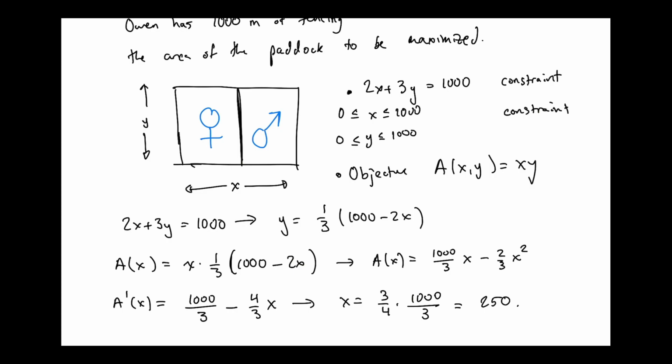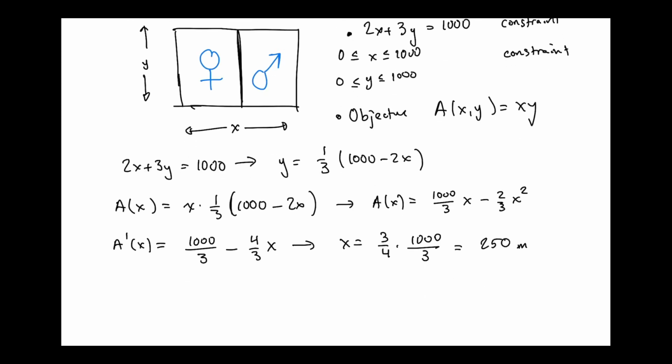Okay, so if x is 250, what's y? Well, if we spend 250 on the bottom piece and 250 on the top piece, that leaves us with 500 meters worth of fencing left. Okay? For how many pieces? So 500 over 3 would be y. Okay, and then this would be 250 meters. And so y equals 500 over 3 meters, whatever that is, 133 and a third. Okay, does that kind of make sense? Yes?